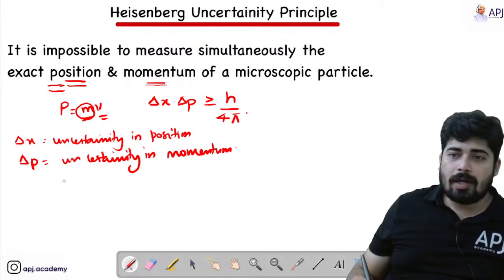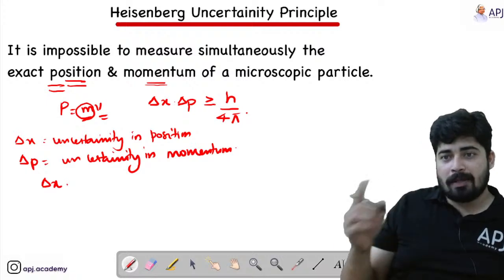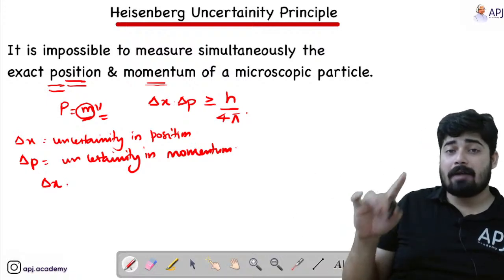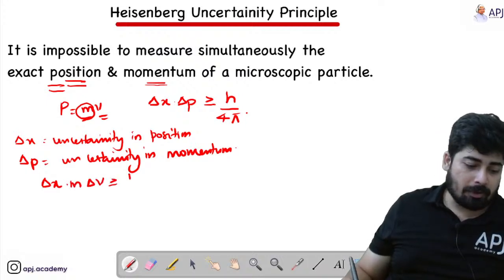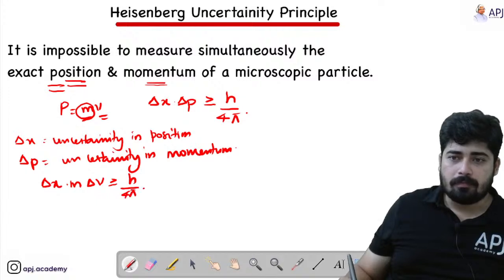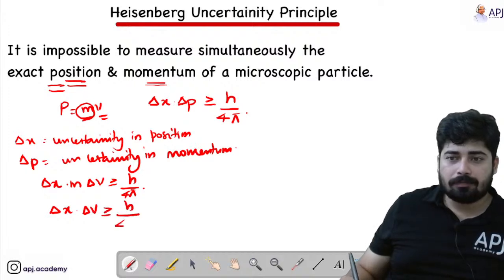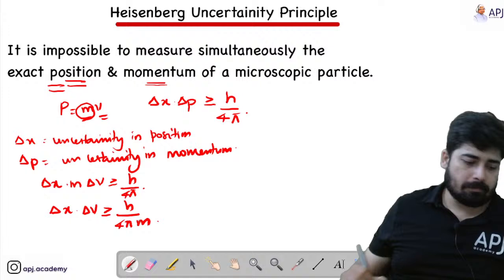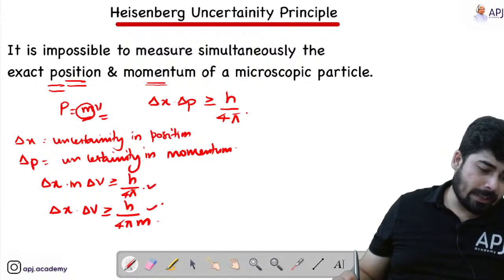Okay. So instead of momentum I can write it as mv, but m is constant, v is uncertain, so I can write it as m delta v greater than or equal to h by 4 pi. I can write it as delta x into delta v greater than or equal to h by 4 pi m. Okay, these equations are very important, you have to study them.